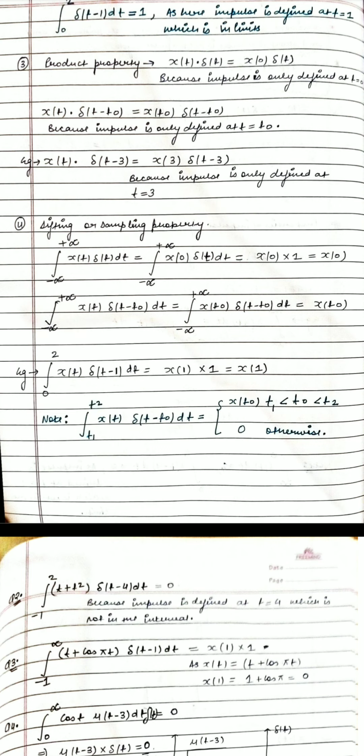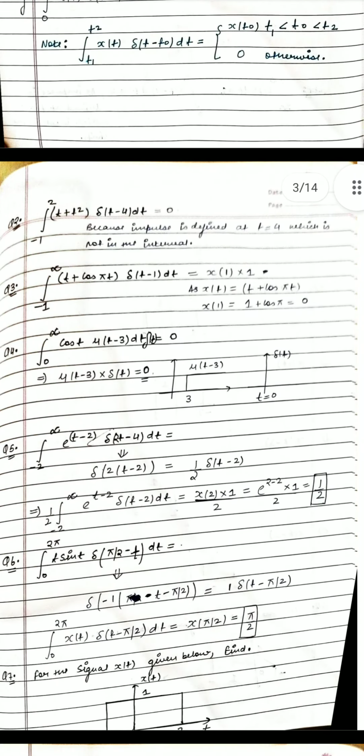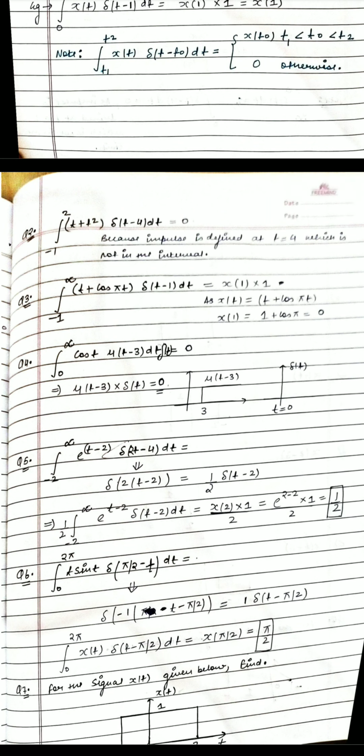So the note point is, when integration is from t1 to t2, x of t del of t minus t naught dt is equal to x of t naught only if t naught is in the limits. Otherwise it is 0. So in this question, minus 1 to 2 t plus t square del of t minus 4 dt, without solving we can say that the answer of this integral is 0. Why? Because the impulse is defined at t is equal to 4, which is not in the interval. So without solving we can say that it is 0.